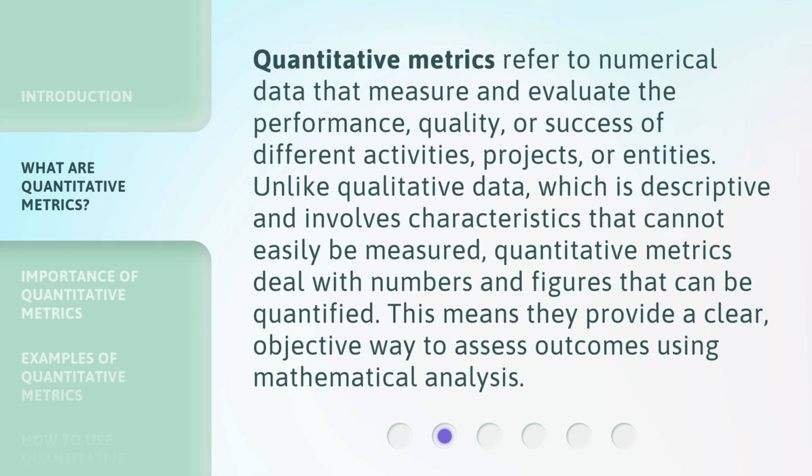Quantitative metrics refer to numerical data that measure and evaluate the performance, quality, or success of different activities, projects, or entities. Unlike qualitative data, which is descriptive and involves characteristics that cannot easily be measured, quantitative metrics deal with numbers and figures that can be quantified. This means they provide a clear, objective way to assess outcomes using mathematical analysis.